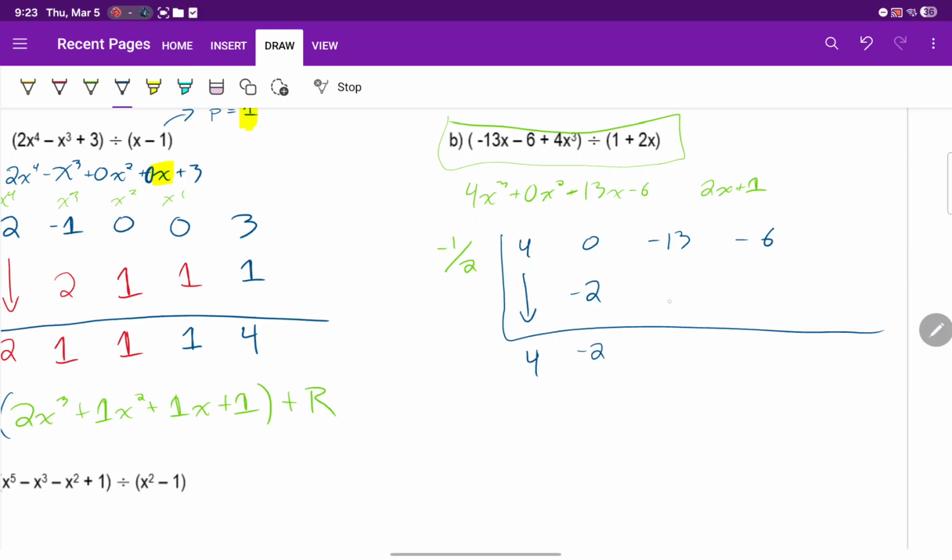Negative a half times negative 2 is 1. Negative 13 plus 1 is negative 12. And negative a half times negative 12 is positive 6. Negative 6 plus 6 is 0.